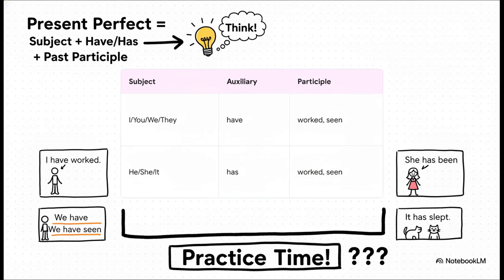All right, let's look at the mathematical formula of our tense. It's basically a three-part equation. To build the present perfect, you need your subject, an auxiliary verb, and a past participle. If your subject is I, you, we, or they, you use have or the negative haven't, like I have worked or we have seen. But if your subject is he, she, or it, you absolutely must use has or hasn't. Like she has been. Notice that the main verb is always in the past participle form, like worked, seen, or been.